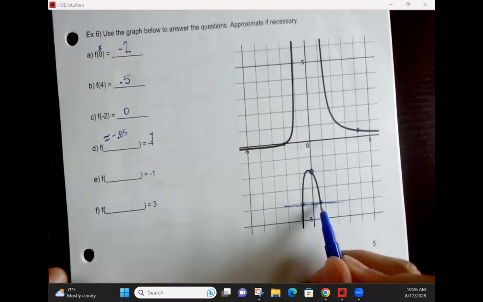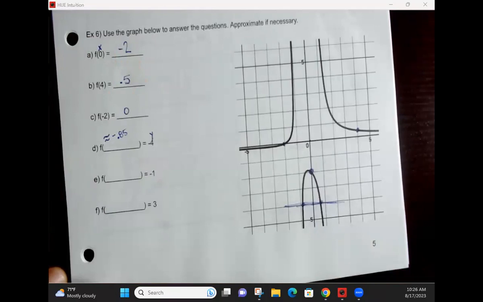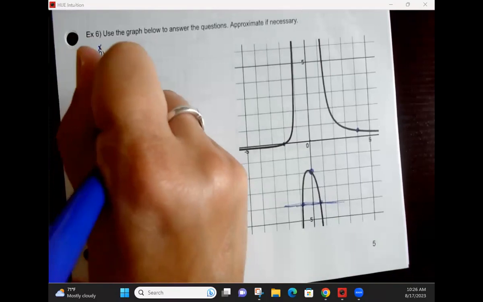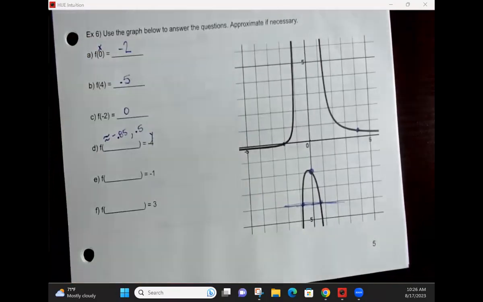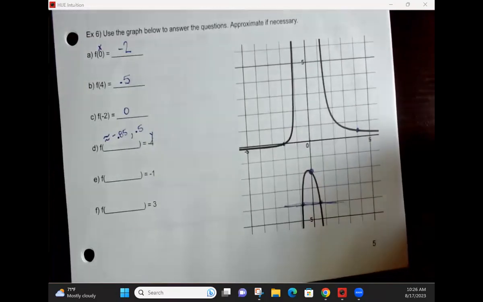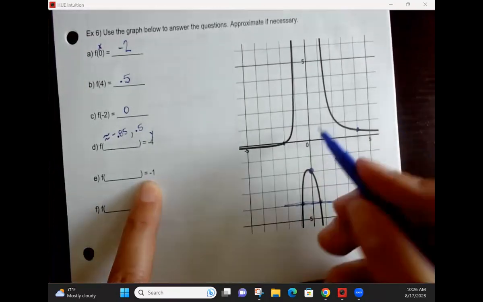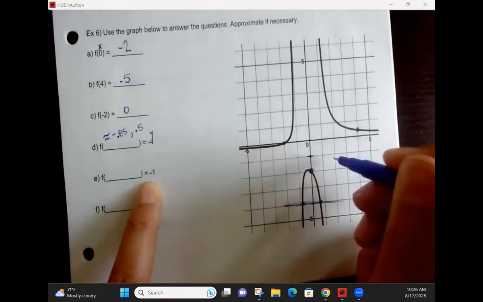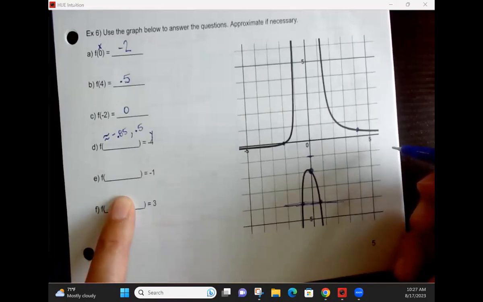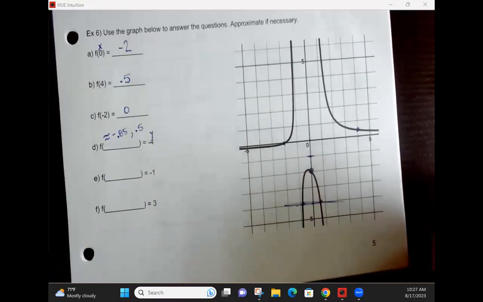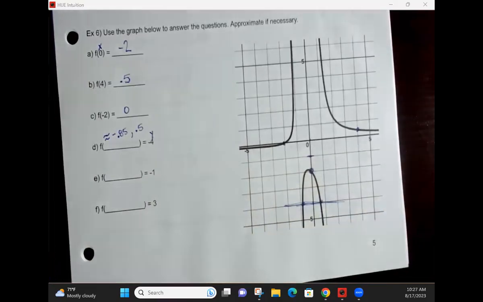And then how about our other one? +5, my bad. About a half. Ish. When y is -1, what do we see? Nothing. So what do I write here? None. Undefined.